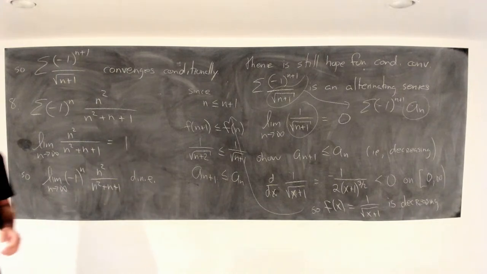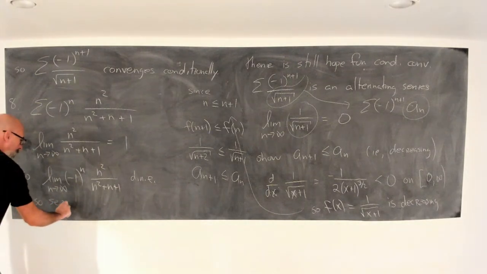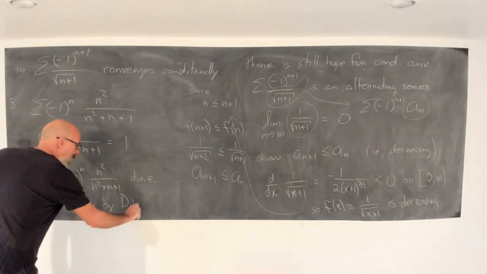This limit does not exist. Thus, we are back to the original question. If the P series would have converged, the whole thing would have been absolutely convergent, and you would have been done exactly that. So the series diverges by the divergence test.